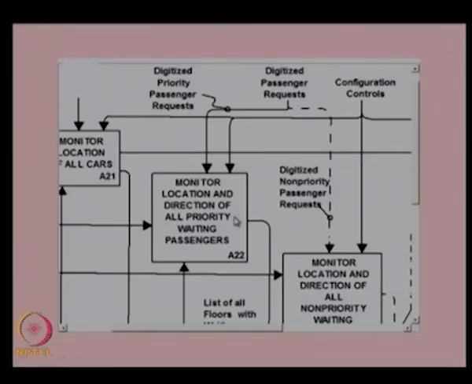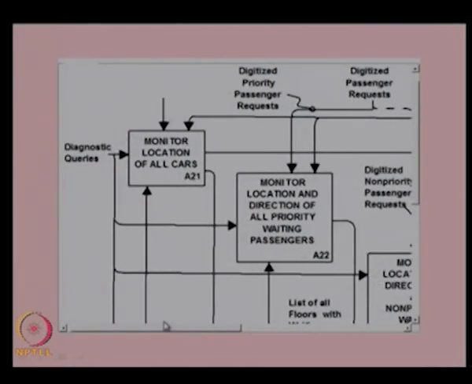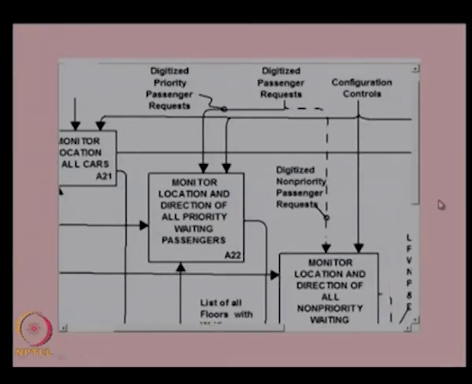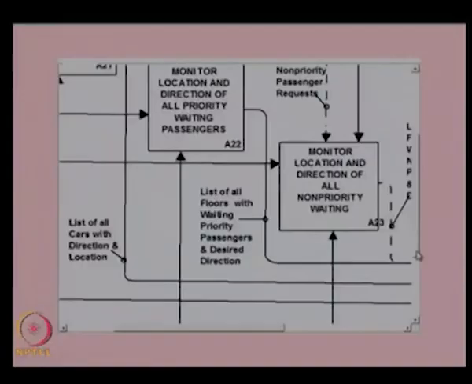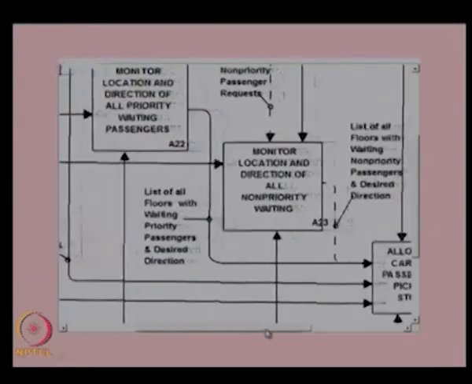So priority waiting passengers will have a separate input processing. That data will be coming here, digitized passenger requests will be coming over here, and the location of cars also will be coming here. Based on this, it will locate where the cars are, and that information will be sent to the next level function to process the input for allocating the cars.